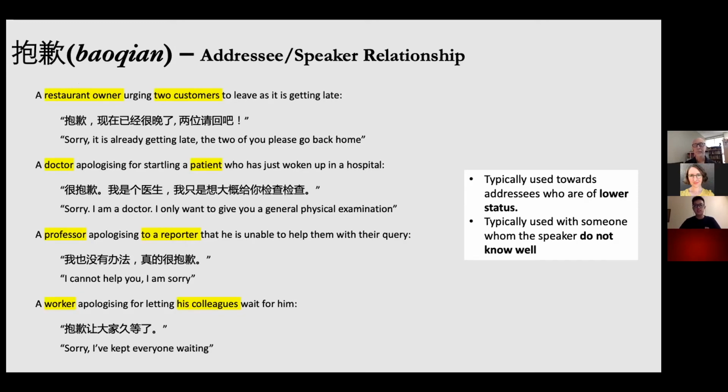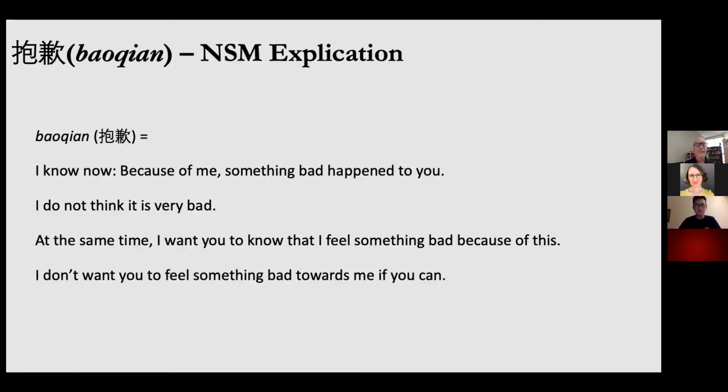So we can see perhaps that while these addressee and speaker relationships are not embodied within the NSM explication, they are actually spelled out in the cultural scripts in the paper, which is not included in this presentation. So I then come to the NSM explication of 抱歉. So 抱歉: I know now that because of me, something bad happened to you.